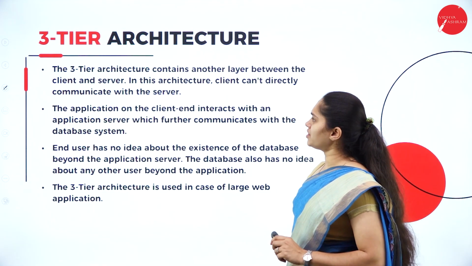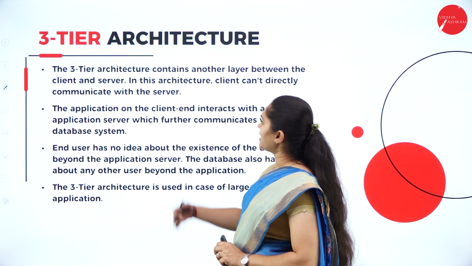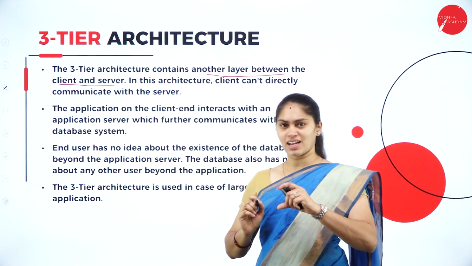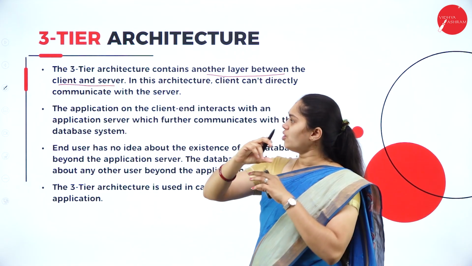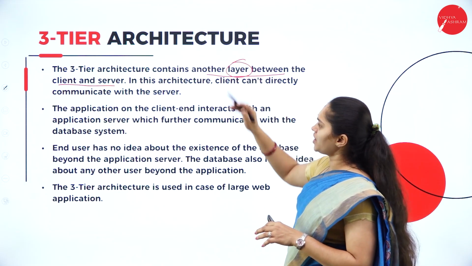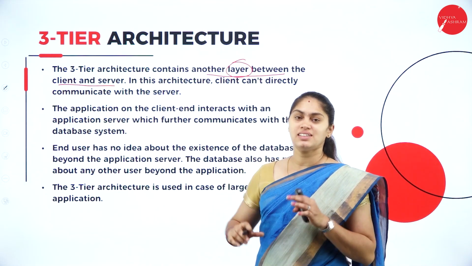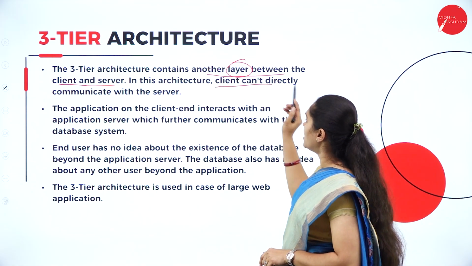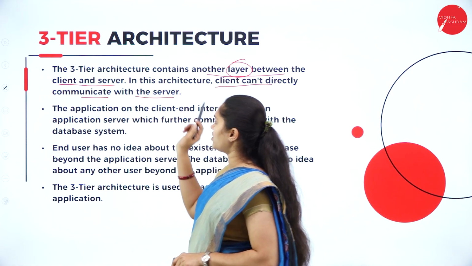Fine. Next, what about the three-tier architecture? It contains another layer between the client and server. We have a client, we have a server, and one more layer between that client and server. So we have a total of 3 layers here. In this architecture, the client cannot directly communicate with the server.